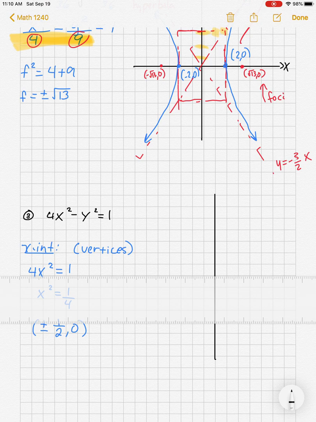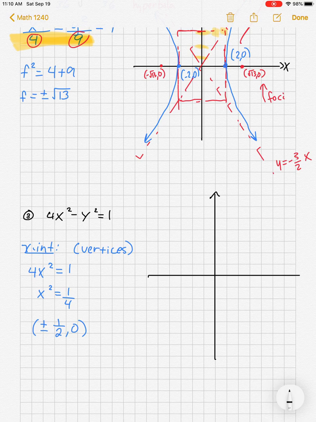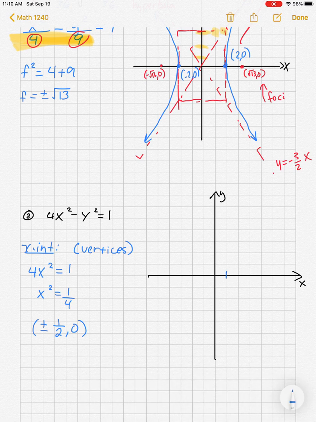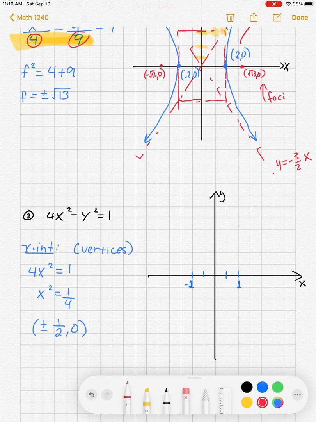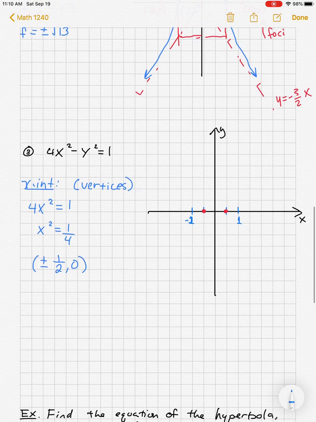And so we draw a graph. I don't know how to scale. I mean, I can scale this in halves. Like we'll make this a half and this 1. Okay, so let's put the intercepts here, the vertices. Let me look at the focus points.